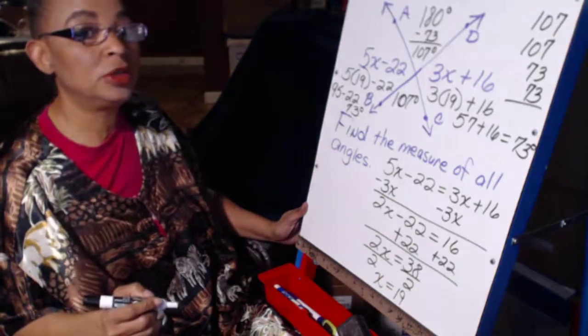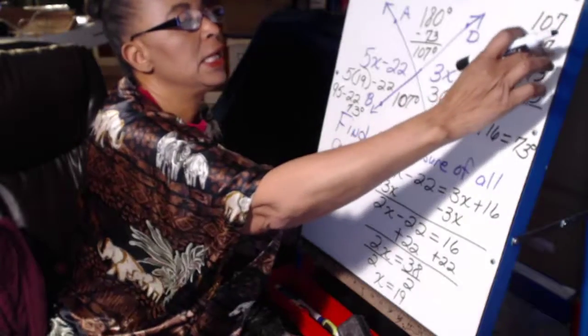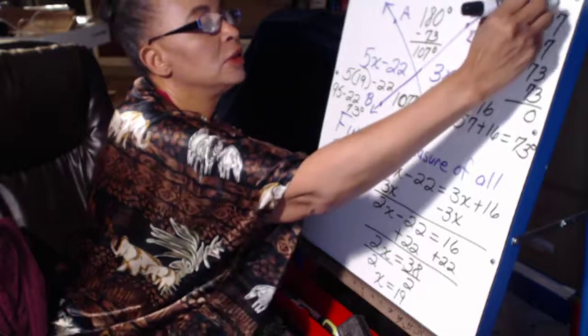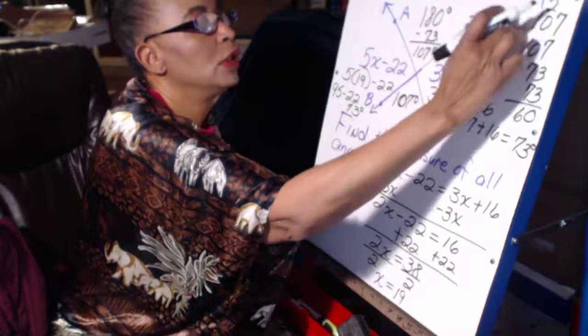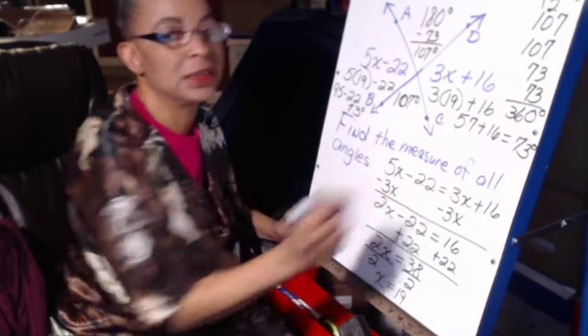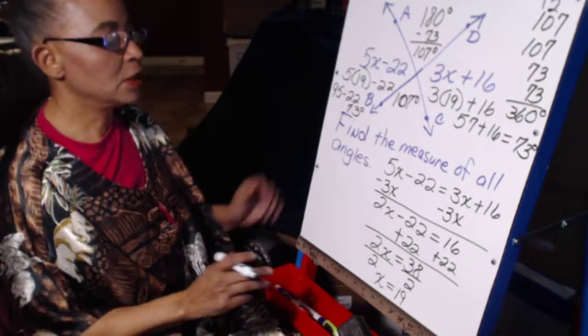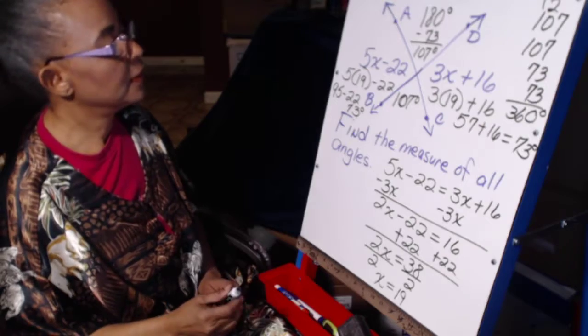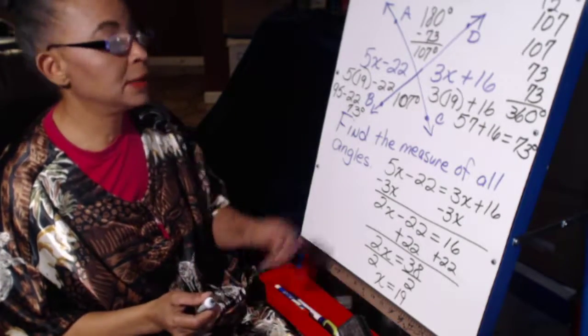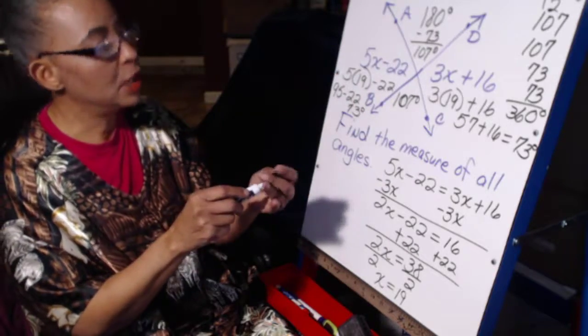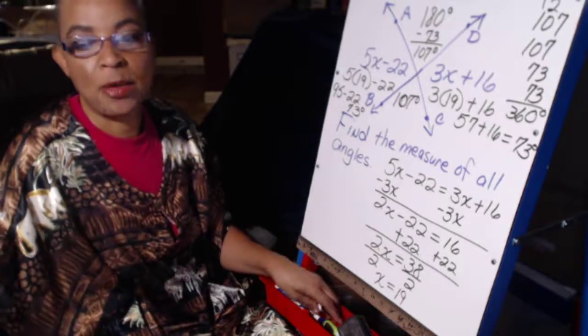Remember, it must total to 360. That's 10, 20, carry the 2. 14 and 2 is 16, carry the 1. 1, 2, 3 is 360. So, ladies and gentlemen, our two sides measure 73 degrees. Our top measures 107, and so does our bottom.